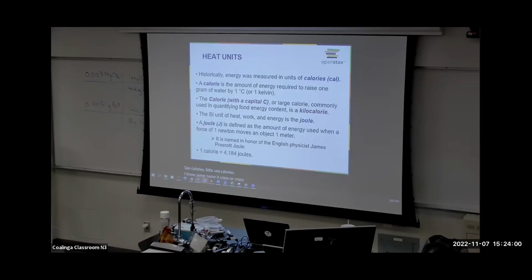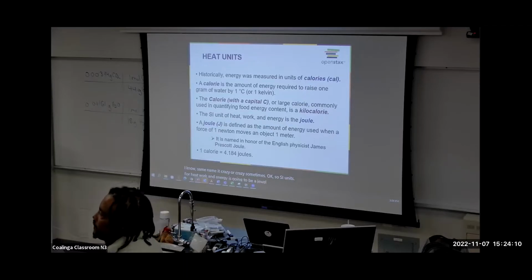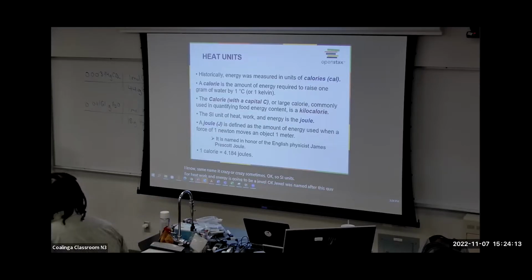Okay, so the SI unit for heat, work, and energy is going to be a joule. Now, the joule was named after a guy named James Prescott Joule, right? A joule is the amount of energy used when a force of 1 Newton moves an object 1 meter. Okay, so 1 small c calorie is going to equal 4.184 joules.